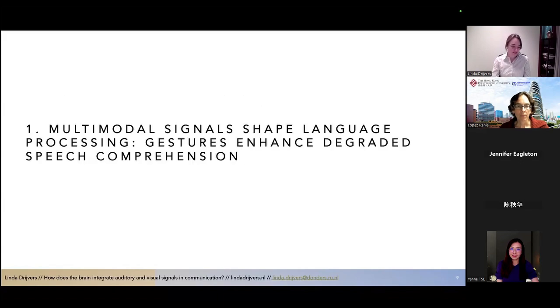Okay, now first, let me show you some examples of how these multimodal signals shape language processing. And I'm going to quickly go over some studies that we did on gestural enhancement of degraded speech in different contexts. So they're all somehow focused on noise, and this could be internal or external noise.